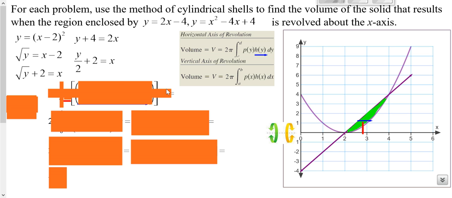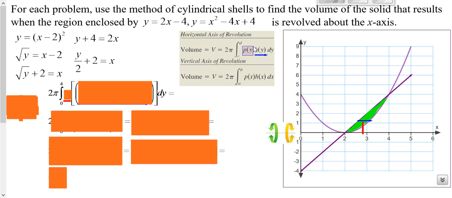So we know we're dealing with y's. So our bounds have to go how far up and down? Well, we touch at 4 up here and touch down here at 0, so that tells us our bounds of 0 to 4. Remember, with shells, it's a 2 pi in front, not a pi. Pi is for washers and discs. Shells has a 2 pi in front.